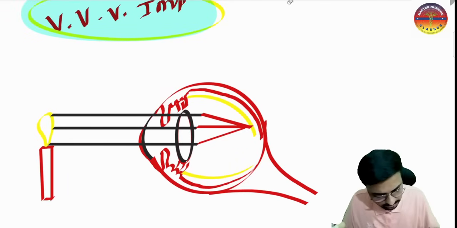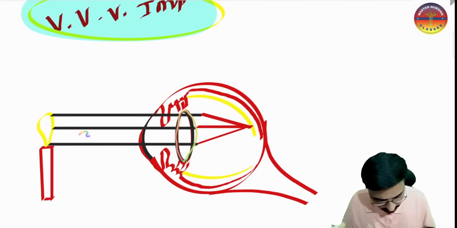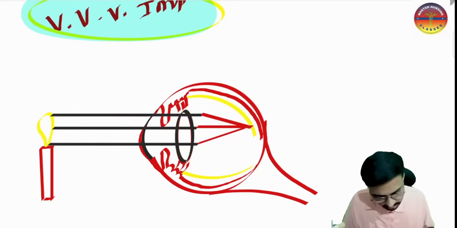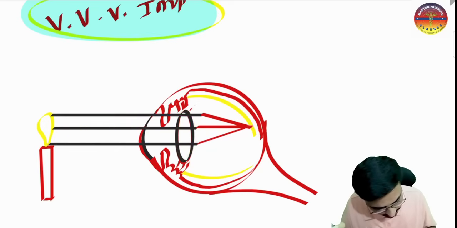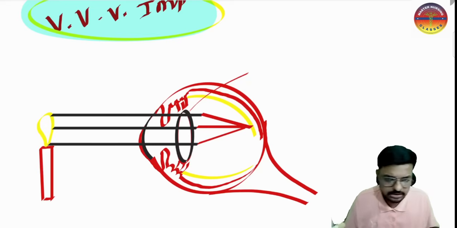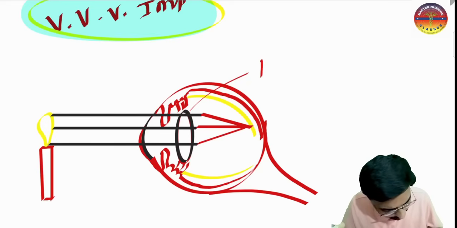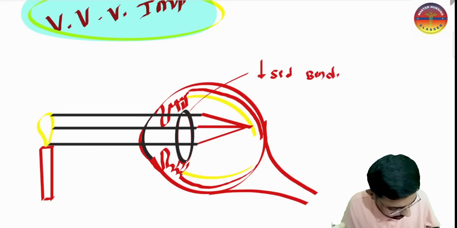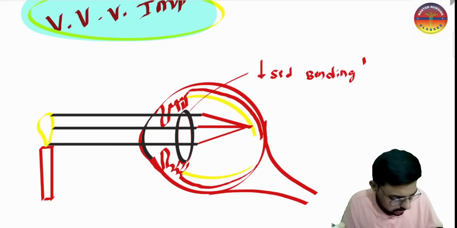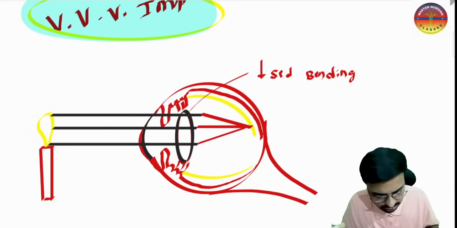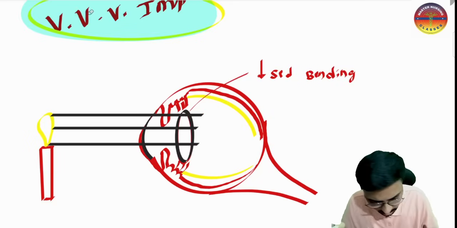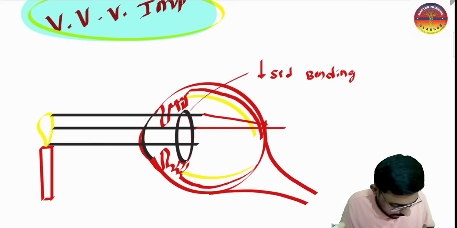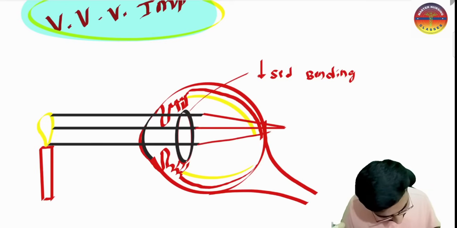Normally, when our lens functions normally, it bends all the light rays exactly over the retina. That is the normal thing. Here, this lens has reduced function, decreased bending of the light, or decreased refractory ability. So now the light rays are not bending on the retina, light rays are going behind the retina.